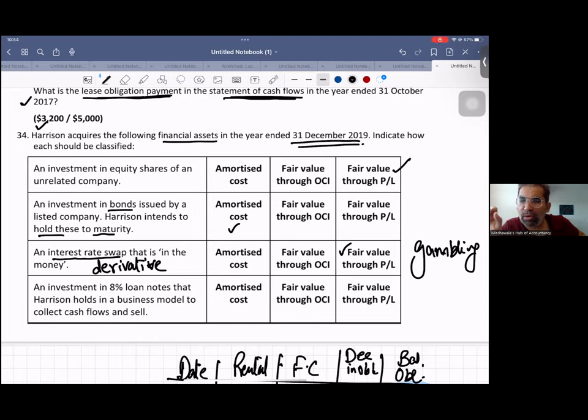Now, an investment in 8% loan notes. You are doing investment in loan notes. So that Harrison holds is a business model to collect cash flows and sell. It's a mixed model. And if you have invested in loan notes with a mixed model, then the category is fair value through OCI. Hope you remember these things.